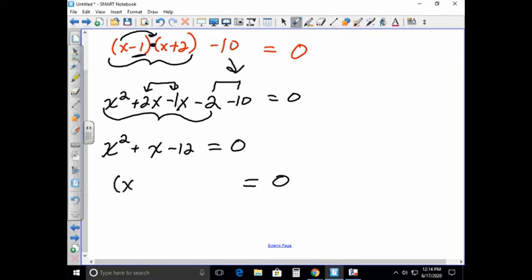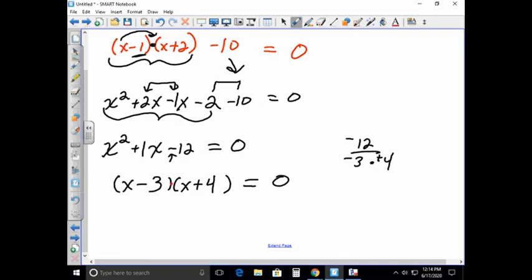So x squared is x times x. This tells us our signs have to be opposites, because negative times positive makes a negative, and we need numbers that multiply to make negative 12 and combine to make that 1. Numbers that have a difference of 1. So that's, of course, going to be 3 times 4. We have a positive in the middle, so our bigger number needs to be the positive one. So that's how that would factor.